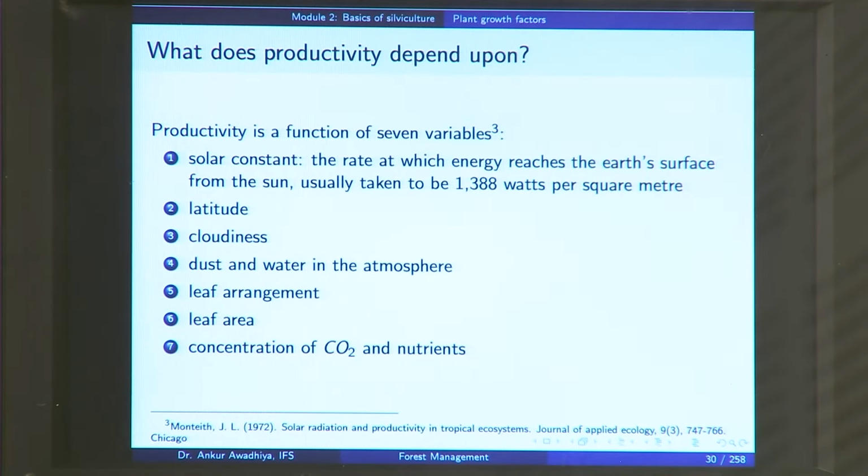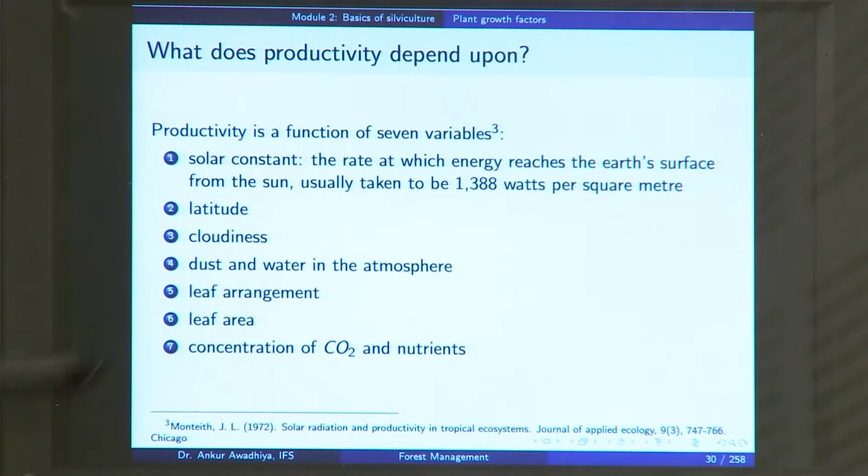Then it also depends on the leaf arrangement of the plants. Typically we find that plants arrange their leaves in such a manner that they are able to absorb the maximum amount of sunlight. But with different species there can be different leaf arrangements, and one leaf arrangement could be more efficient for a plant than some other leaf arrangement.